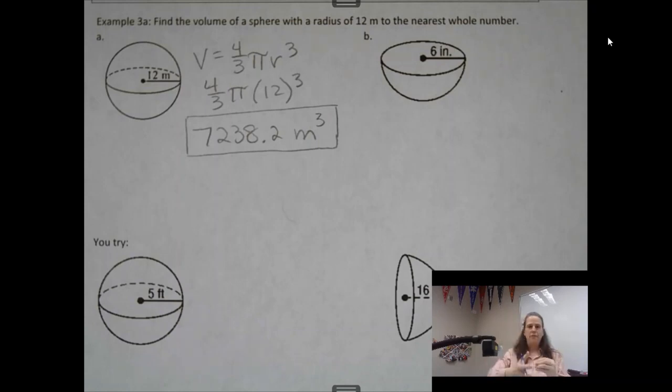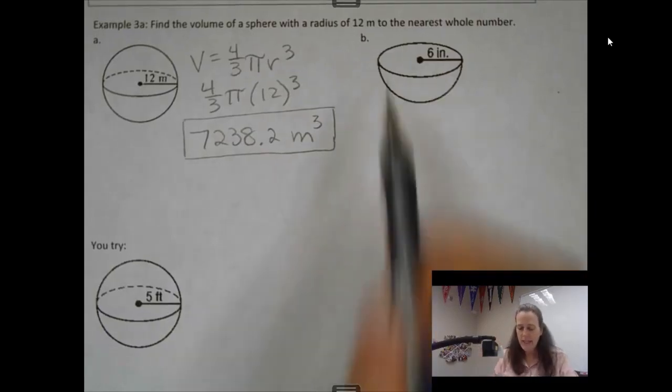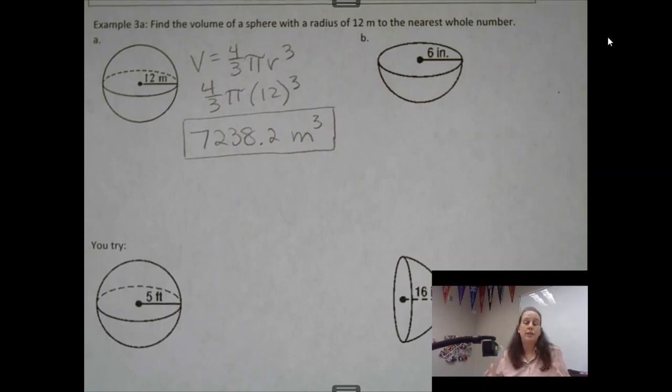And then to find half of that, you really just need to cut that number in half, and you'll have the volume of half of the sphere. So you don't need to find the area of anything. There's nothing extra to do, just cut it in half.